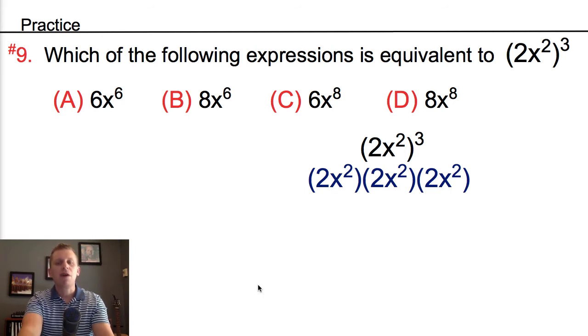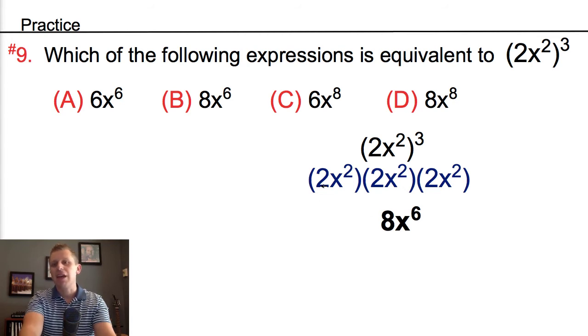Now I can go back to my old school rules. When I multiply pieces with the same base, I add the powers. Well, 2 times 2 times 2, those are just coefficients, they're not exponents. I can multiply those. 2 times 2 is 4, times 2 is 8. And then when I multiply things with the same bases, x squared and x squared, add the powers. 2 plus 2 plus 2 is 6. Here I got 8x to the 6th.